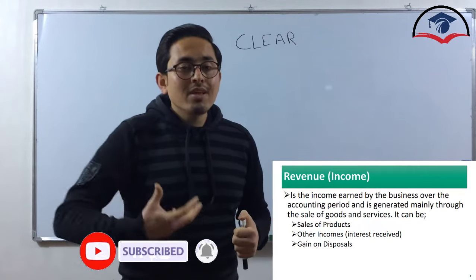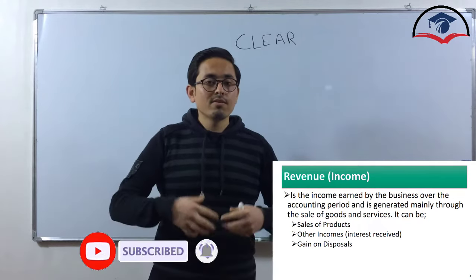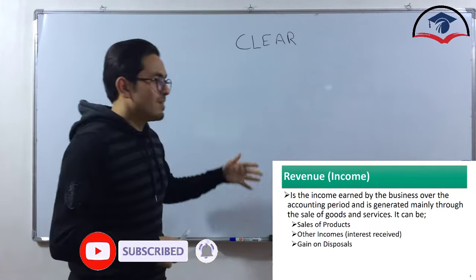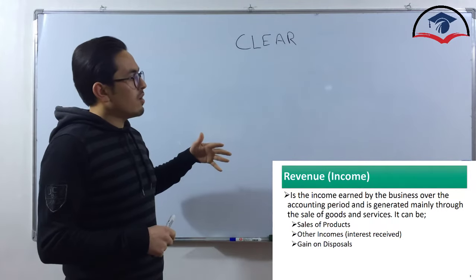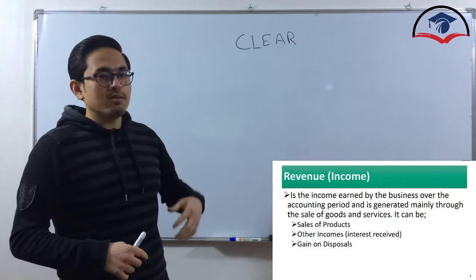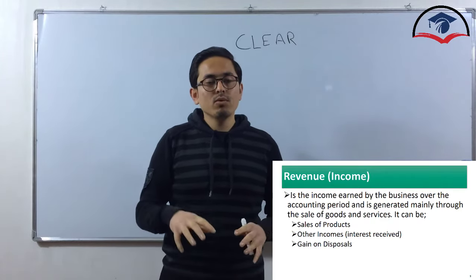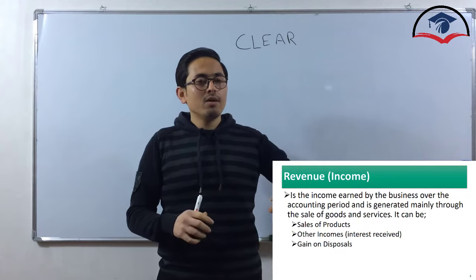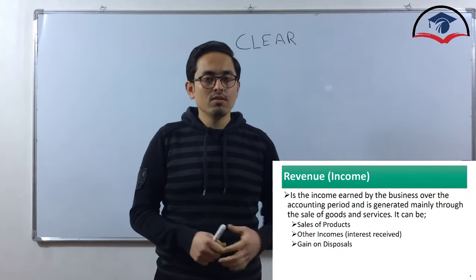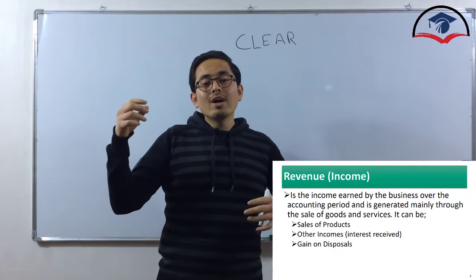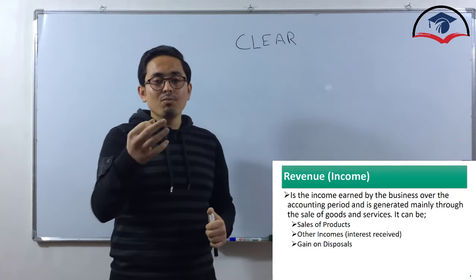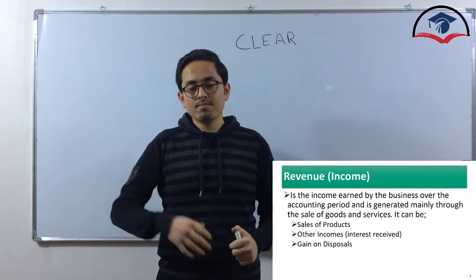It has the main three categories. It can be from sales of product. I have sold my board, now I'm going to earn something. Or suppose my business is computers. I have purchased a computer for $1,000 and I am reselling that for $1,200. The $1,200 which I received is now my income and revenue to the business.